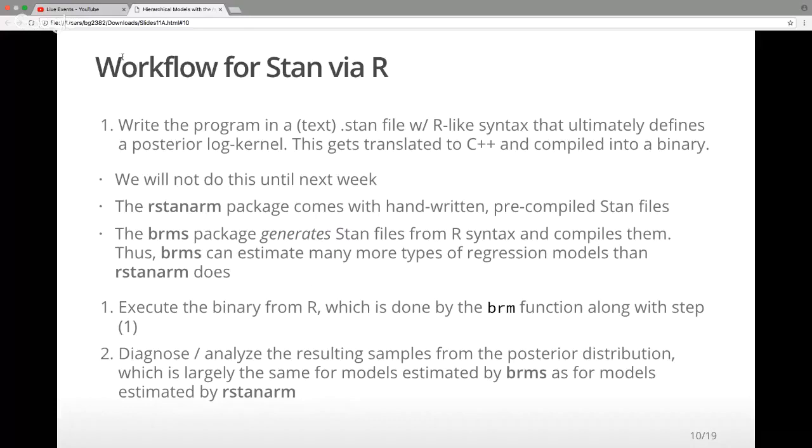What rstanarm does is it comes with Stan programs that are written by hand, and they're compiled into executables on CRAN, and at least if you have Mac or Windows, then you can just download those precompiled models from the rstanarm package, and they're ready to run. So what brms does, which is another R package, is it generates Stan files in the temporary directory from the R syntax that you give it, compiles them, and then draws from their posterior distribution.